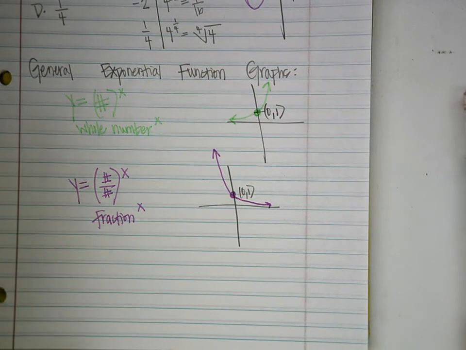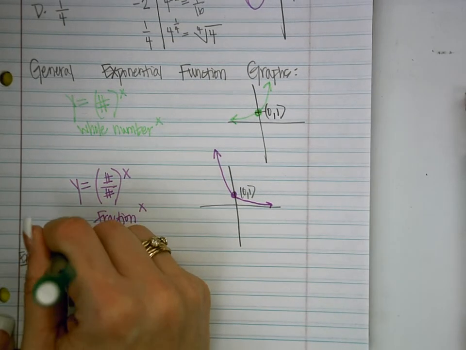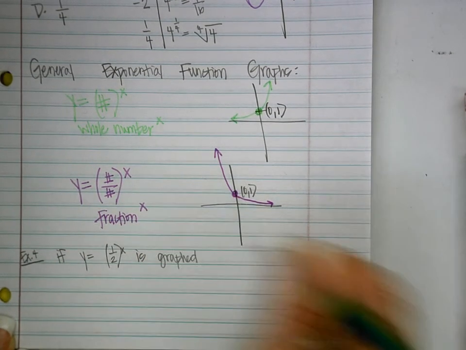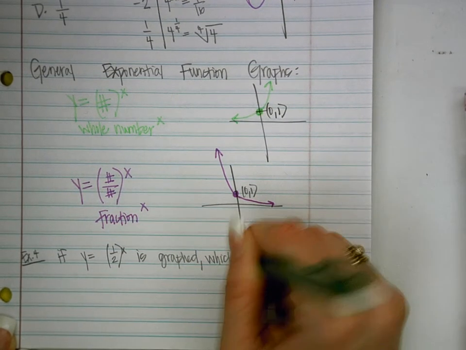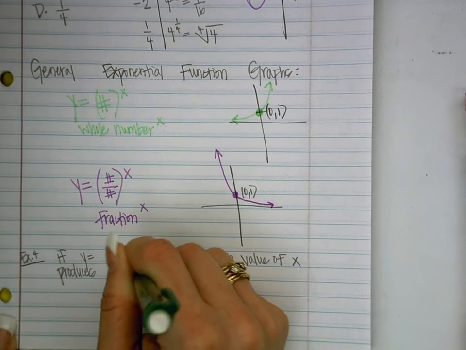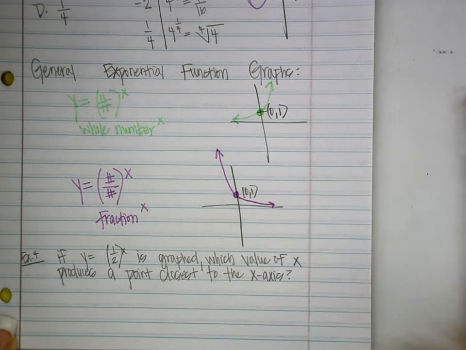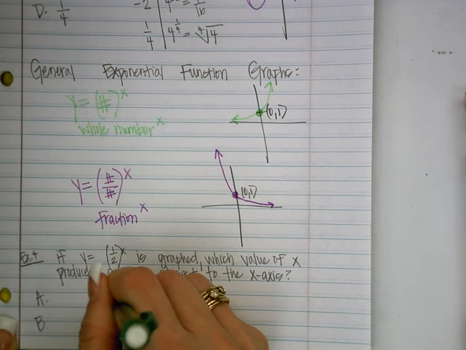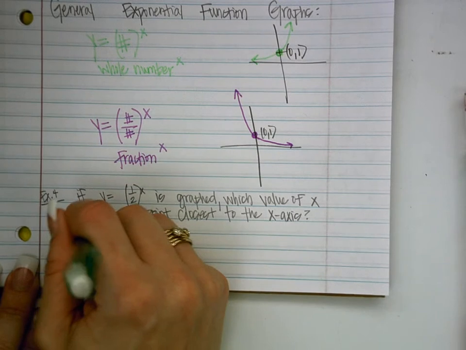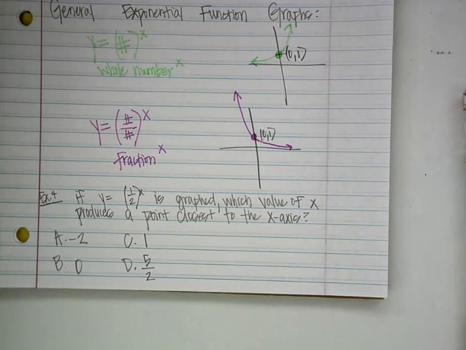So basically, no matter what I asked you, if I gave you something like, we'll do another one here for number 4. If y equals 1/2 to the x is graphed, which value of x produces a point closest to the x-axis? You no longer are going to have to actually plug these in. If I gave you -2, 0, 1, or 5/2, which value of x produces a point closest to the x-axis?